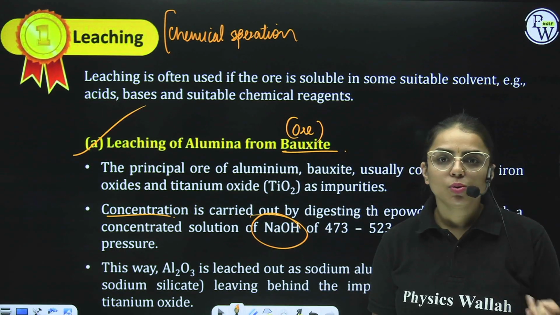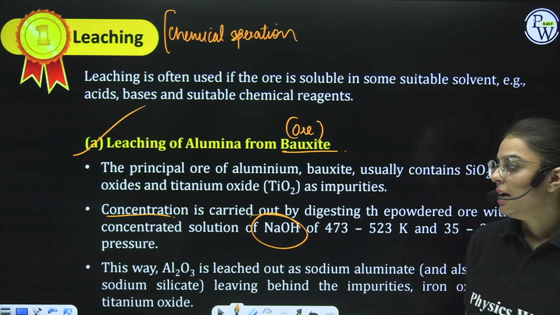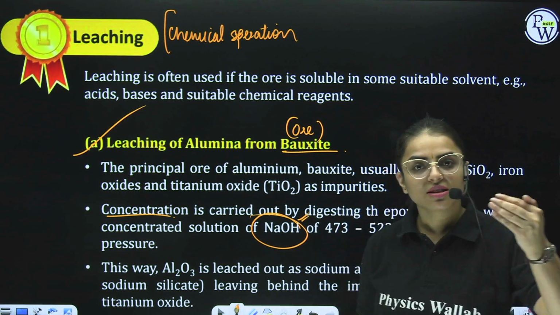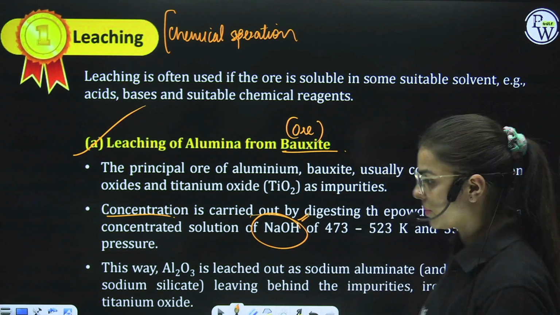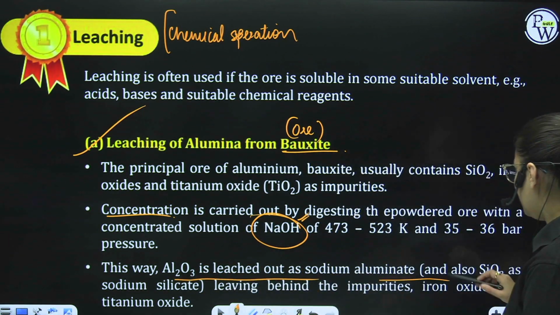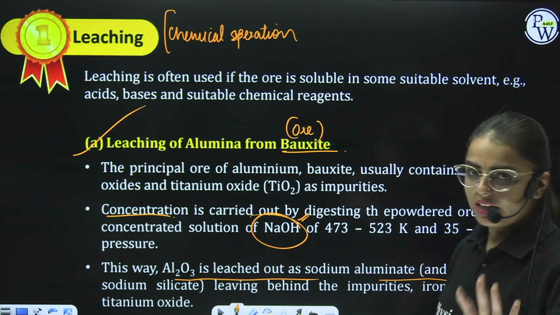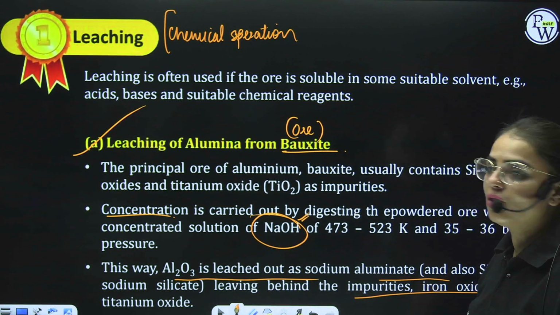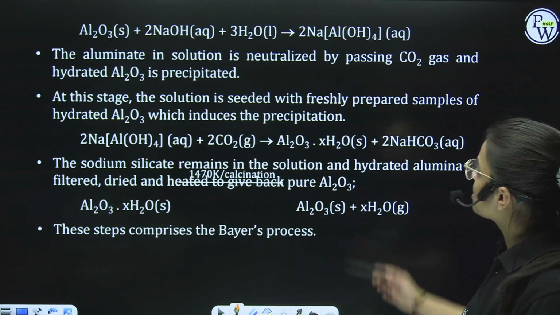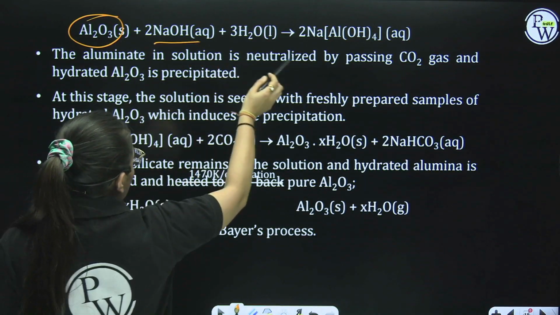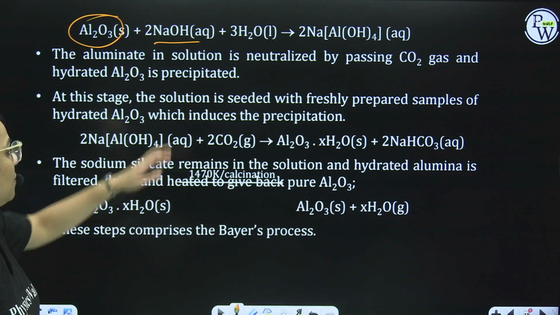Bauxite is Al2O3·2H2O, right? And now you are mixing it with a concentrated solution of NaOH so that the concentration process can be done. This way Al2O3 is leached out as sodium aluminate, and also SiO2 as sodium silicate. They come out as products, leaving behind the impurities, iron oxide and titanium oxide. So this is the reaction, students. Here you are using Al2O3 with NaOH and water, and you will be obtaining this product.